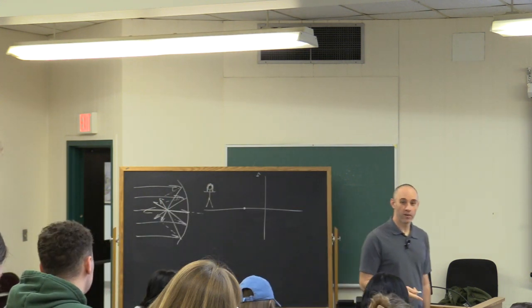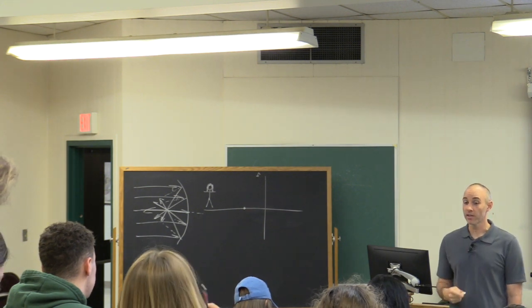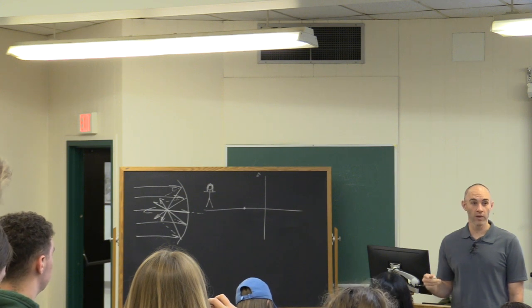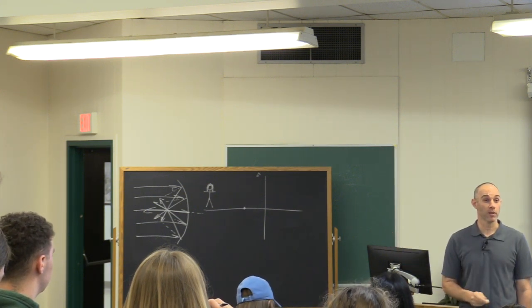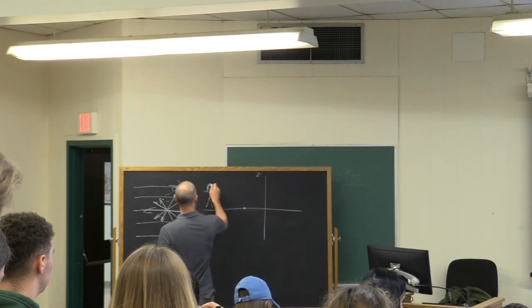I'm going to use the rules that I just gave you to draw a diagram that can tell me where the image is and what the image is going to look like of Elena in that mirror. So I can anticipate what I would see when I look in the mirror if Elena is standing that distance away from that mirror. Ray number 1, I'm going to draw from the top of her head.